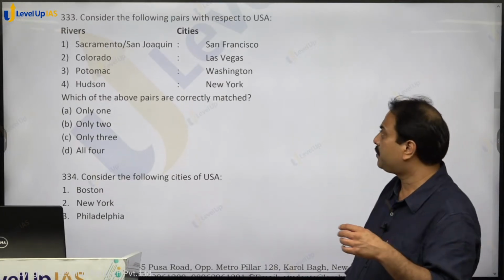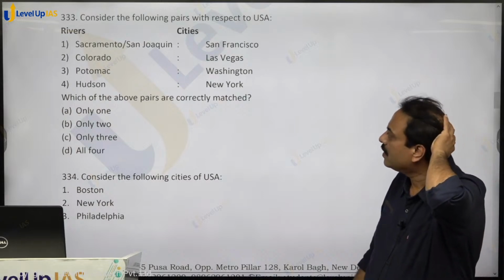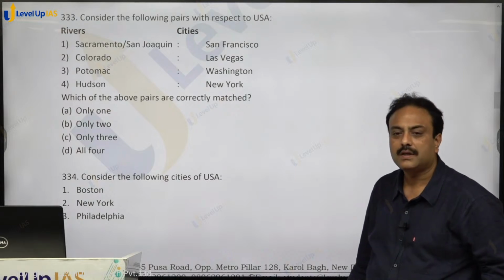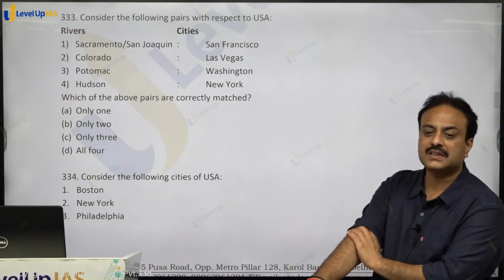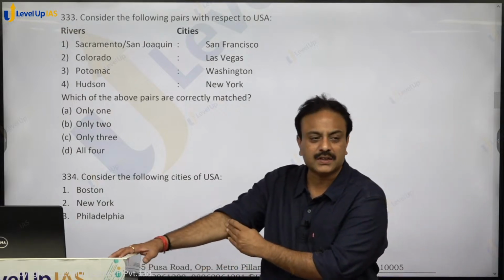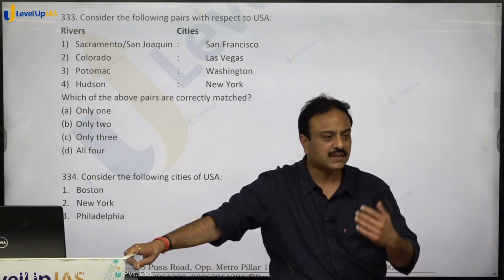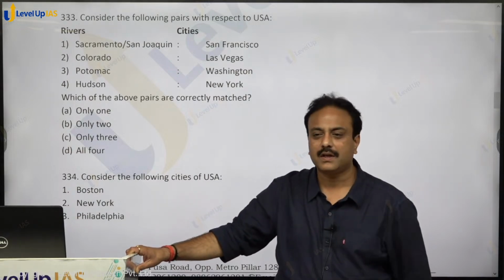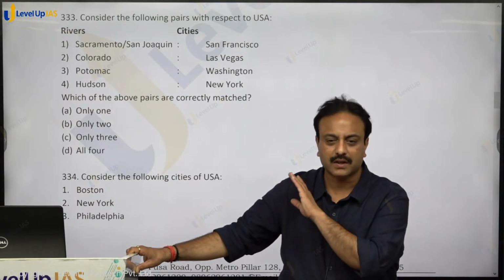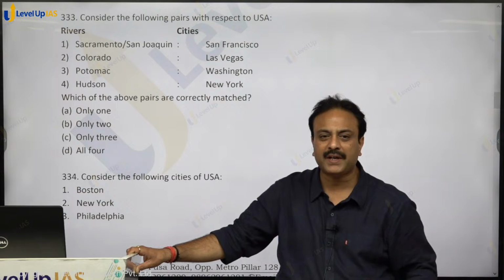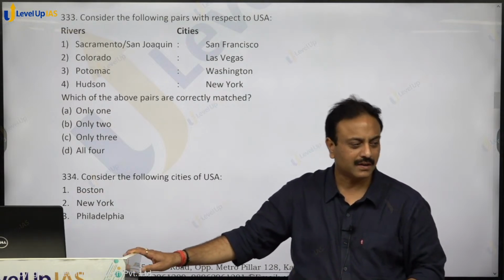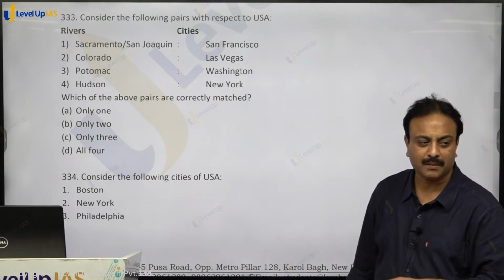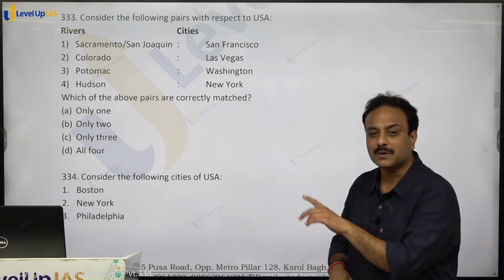Consider the following pairs with respect to USA, North America. San Francisco, a popular city in USA, yes or no? On the USA's western side, San Francisco. Heard about the name San Francisco? Maximum Indian diaspora there only. Maximum Pakistanis also residing there. Maximum Chinese also, San Francisco.